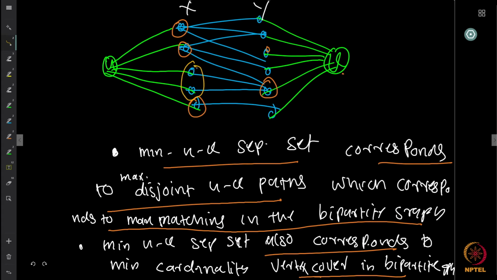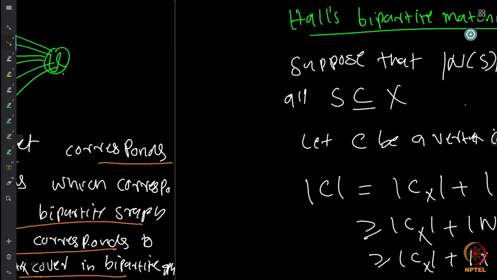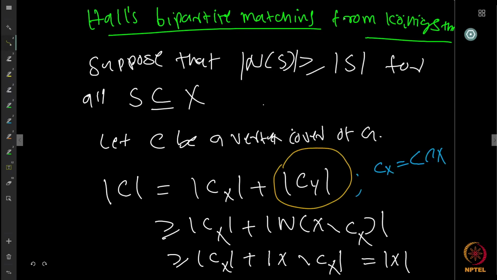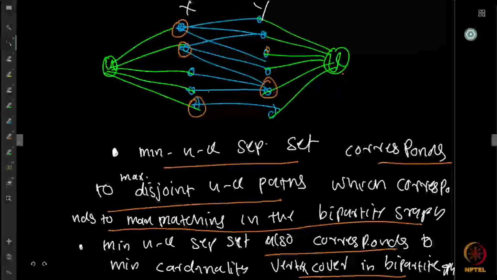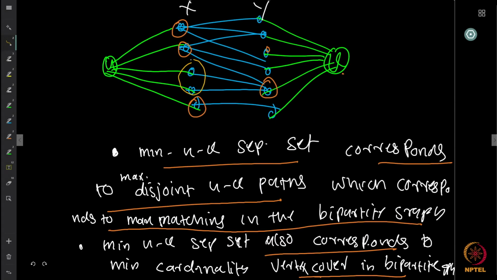So X minus Cx has some neighbors in Y, right? Now all these neighbors must be covered by some vertices, because the edges going from X minus Cx to Y must all be covered. Which means that those edges must be picked up by the vertices in Cy, because vertices in Cx cannot pick up the edges which are incident to these elements.